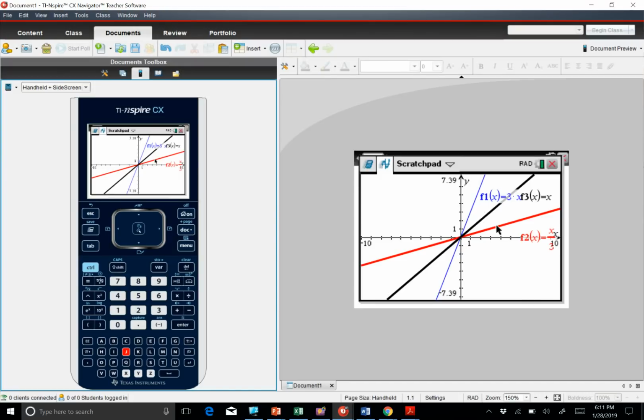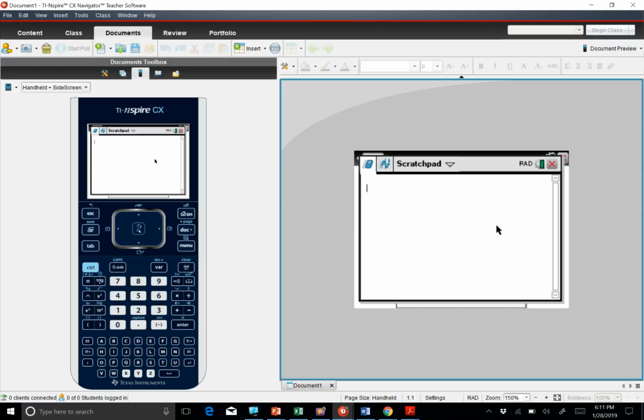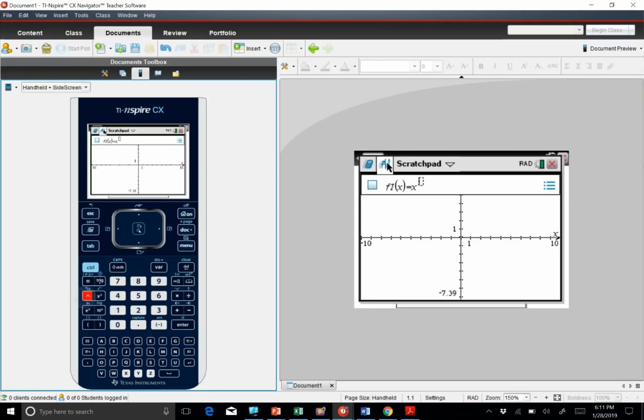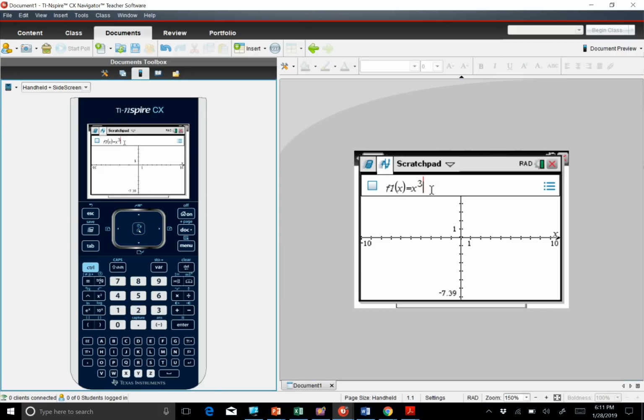And I'm going to hit a doc B, and that erases everything. And we're going to go back to our graph, and I'm going to start with, let me find my notes on what I'm doing here. Y equals x cubed, so x to the third, plus 1. Make sure you get the plus 1 part out of the exponent. Plus 1, and go ahead and hit enter.